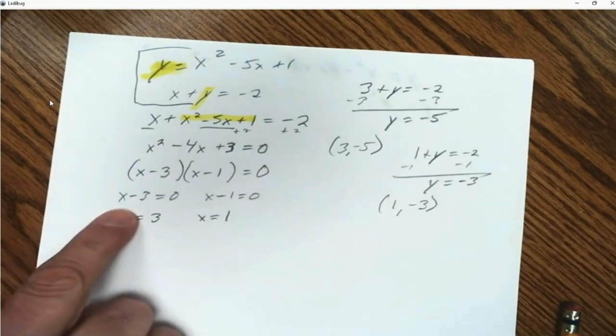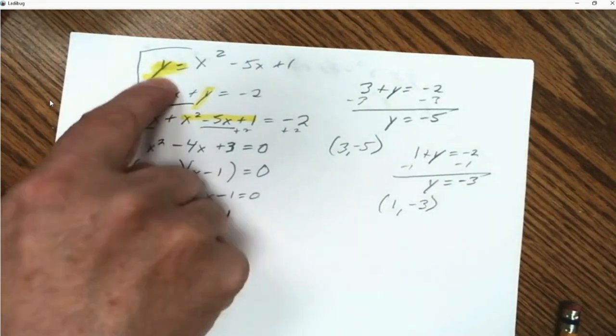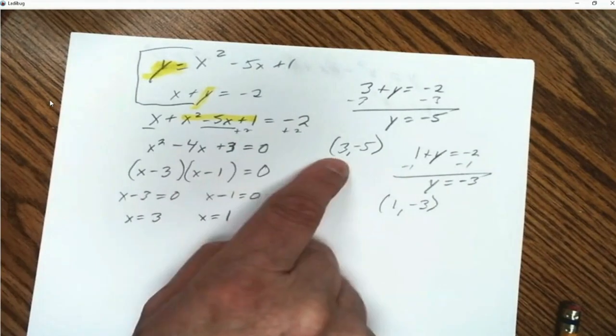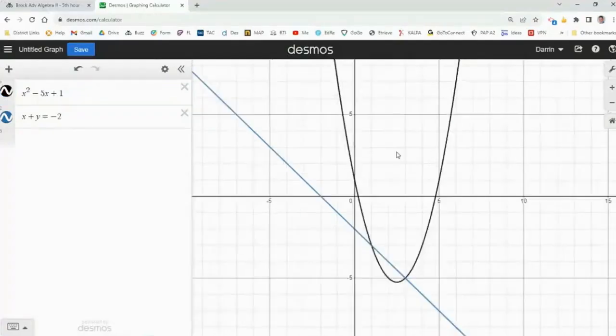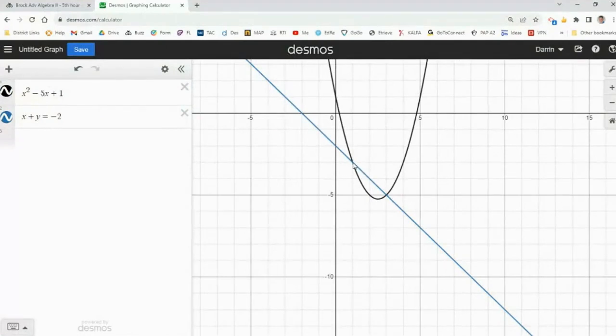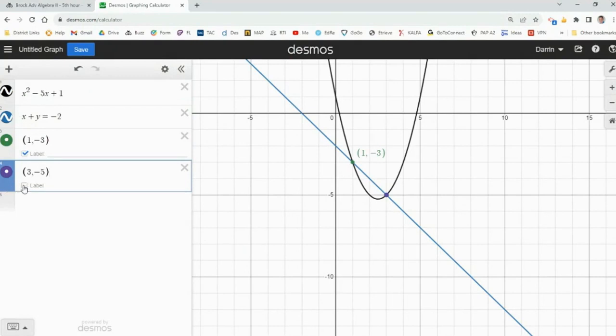I can move on. But checking our answer for these two, it says the answer is 3, -5, and 1, -3. Well, let's see. Here's one of the places where they cross. Oh, look, it's 1, -3. If I graph that point right there, and the other one we said was 3, -5. Label that. Those are the solutions.